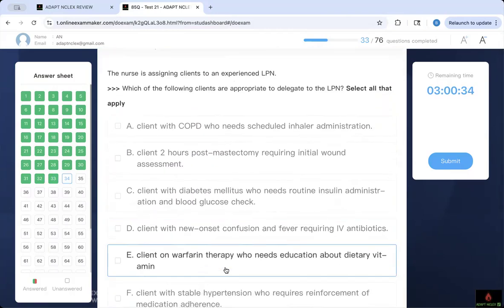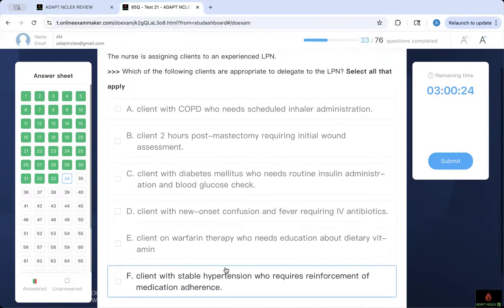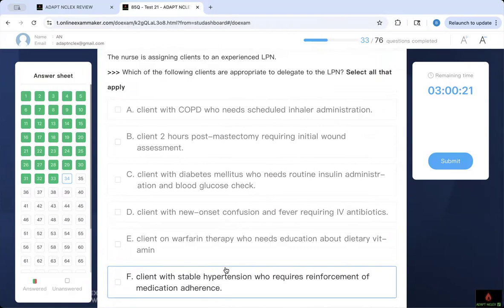And this is an assignment to an experienced LPN. Don't get disturbed. Experienced LPN, still your scope of practice is an LPN. So pick an answer choice about the LPN. Don't over-select, because then when you see experienced, you think they have to do big things. No, they just do the same thing as an LPN.